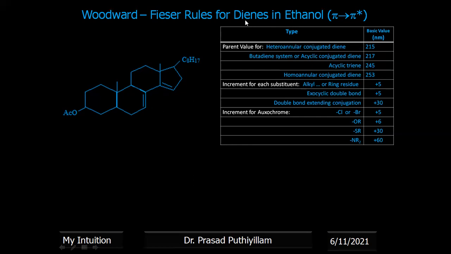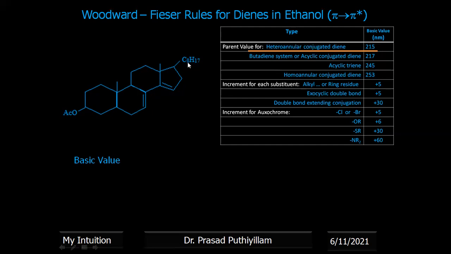Therefore, the diene is cyclic only. Now, conjugation is present. We should look at the conjugated double bonds. A double bond is there, a single bond, a double bond. Therefore, it is a conjugated diene. Whether it is an open or acyclic conjugated diene, it is not acyclic as such. Already I made a mistake, I'm not making the same mistake again. It is not acyclic. It is not a butadiene system. It is a heteroannular conjugated diene system.